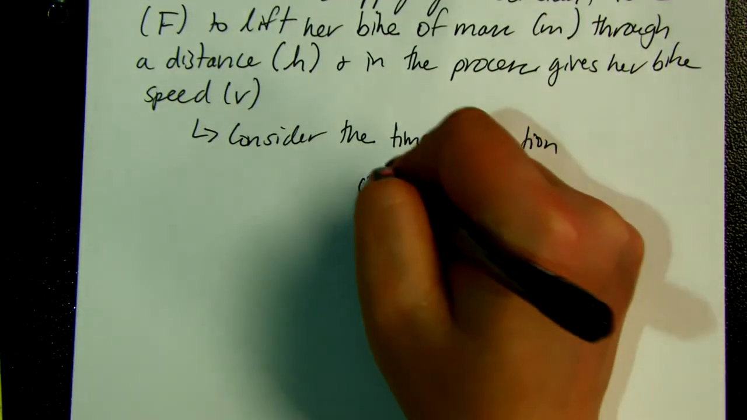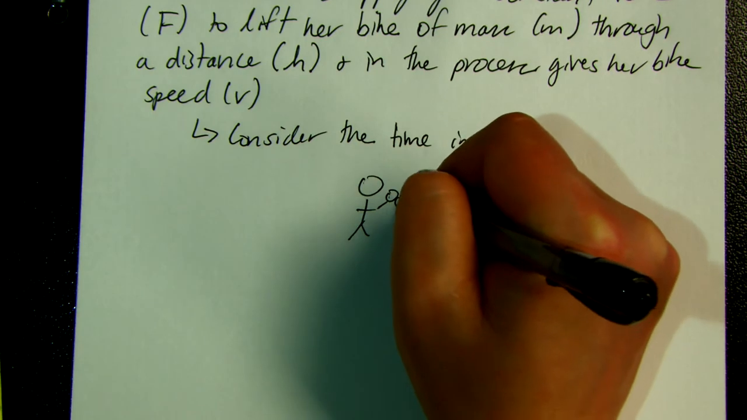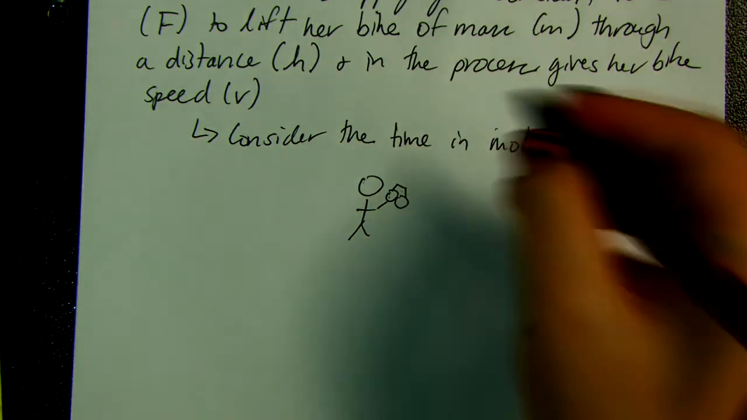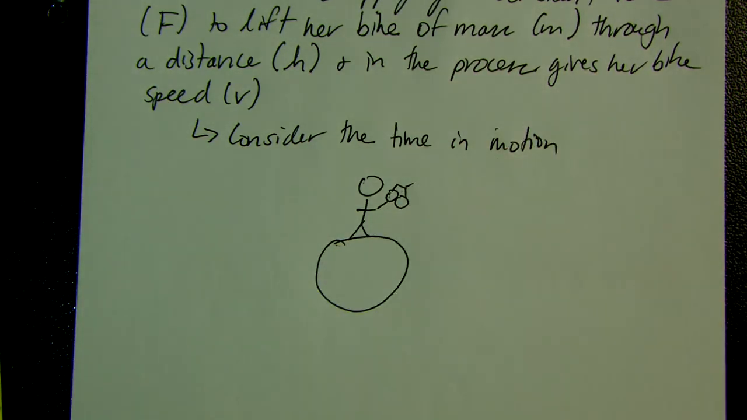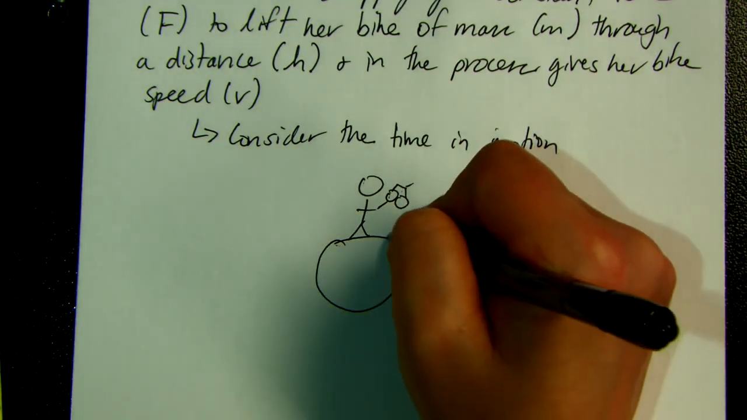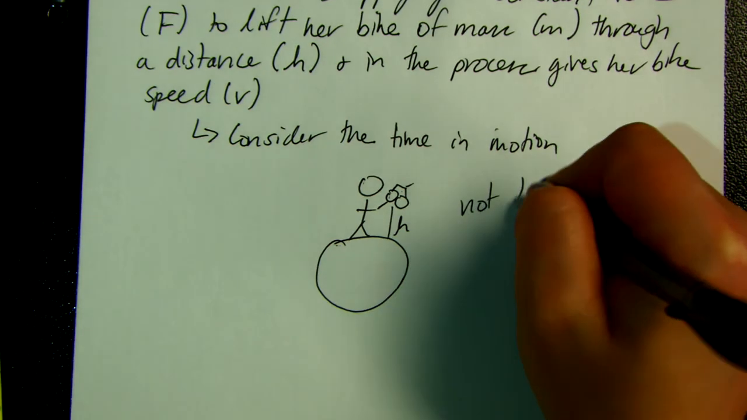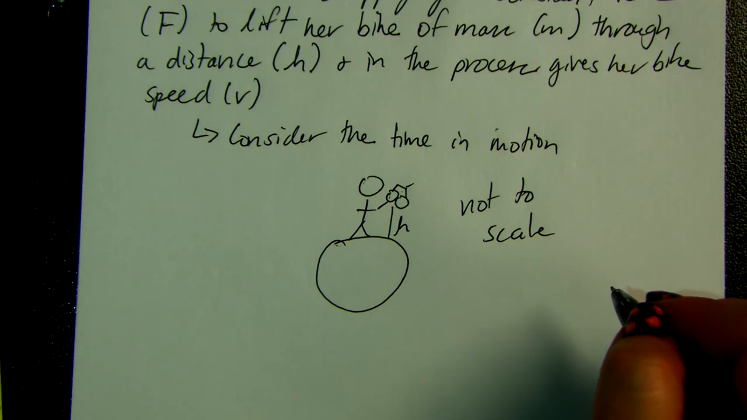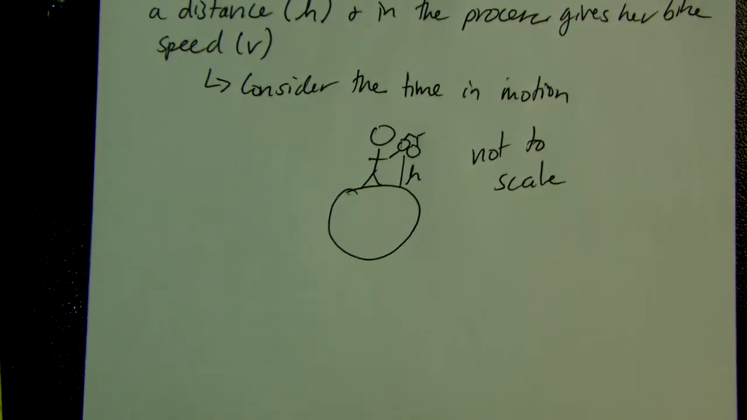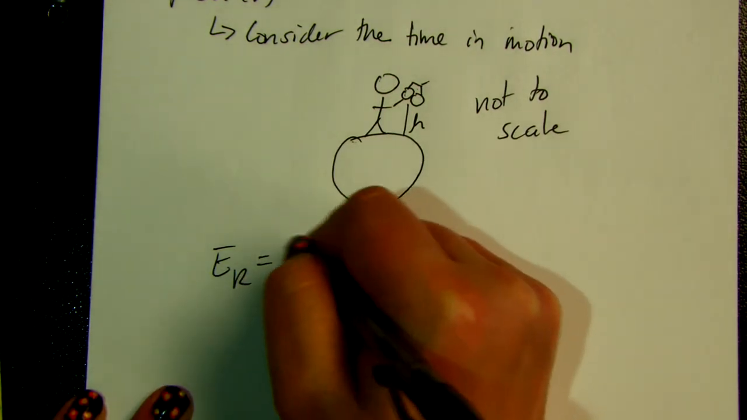So she is here, lifting up, and we're going to call it a bike because it is. She's standing on the earth, not to scale. And it's going to have been lifted up some h. So it starts on the ground and is lifted some distance h, not to scale in so many ways. All right, so just a couple of terms that we're going to use. E_R is going to be the energy of the racer.